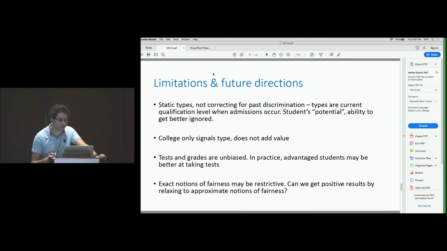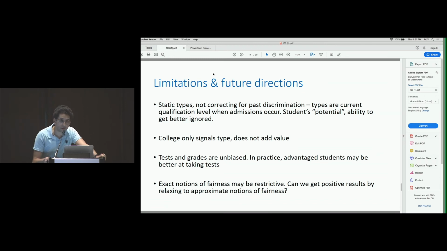Kind of related to this point, we're assuming that the college is basically just a signaling device to the employer, but the college is not adding any value to the students. So a student does not come out of college any better than he came in. And in practice, you would like to model that college is actually adding value and making the students better.